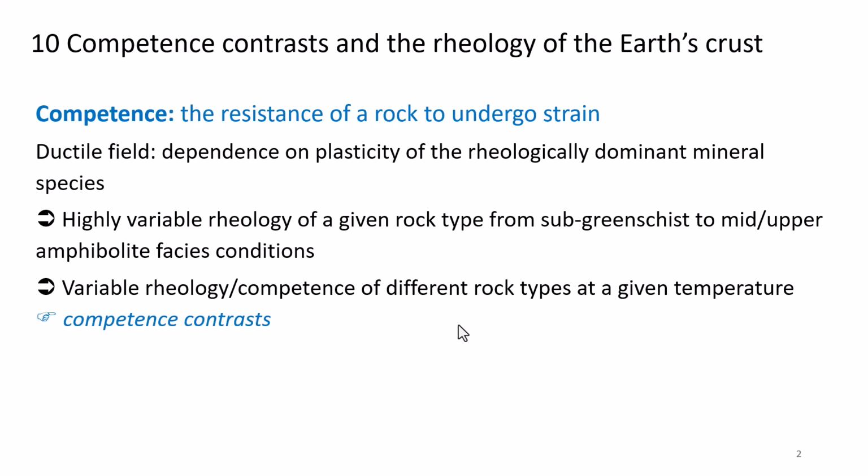If we have rock sequences that consist of different types of rocks, for instance, metabasites interlayered with quartz-dominated rocks, this would lead to competence contrasts, because quartz-dominated rocks in mid-amphibolite facies conditions, for instance, would be much more plastic and therefore less competent than metabasites, where the rock mechanics, the rheology, is controlled by mafic minerals or feldspars, which under these conditions might still be less plastic and therefore more competent.